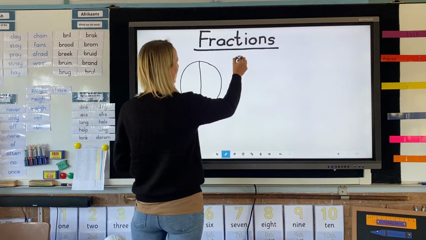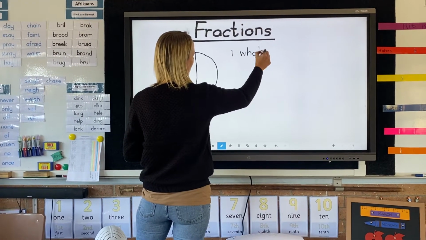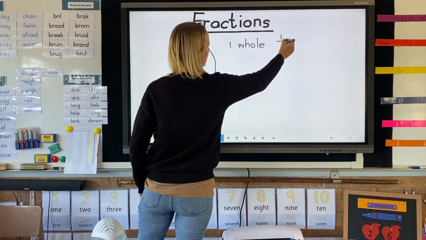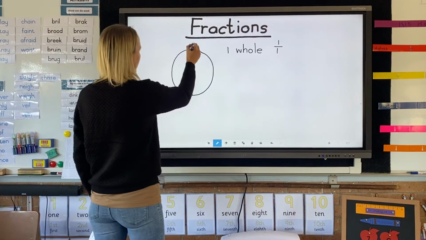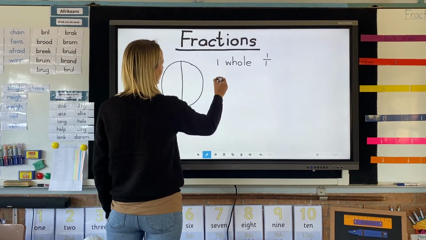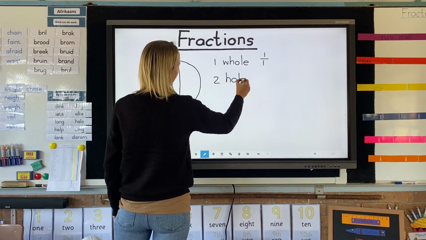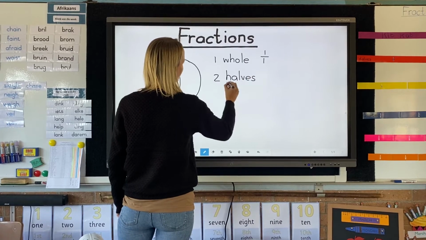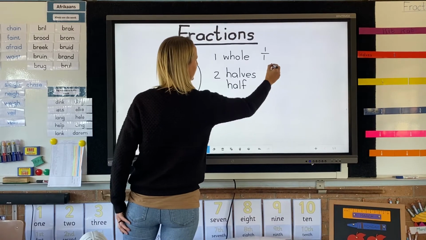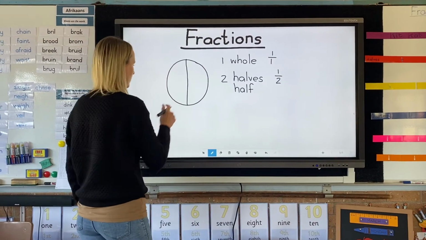So you had a whole, one whole before we cut it. So that is one whole, and we can either write it like that or we write it as one piece of one. Then I cut it down the middle, and now I have got two pieces. So I have got two halves, and we would write halves like that or half like that, and I would represent it as one piece of two if I was talking about the one half.